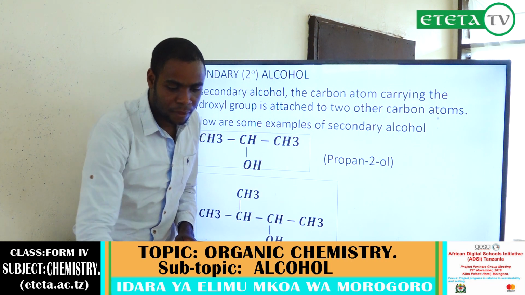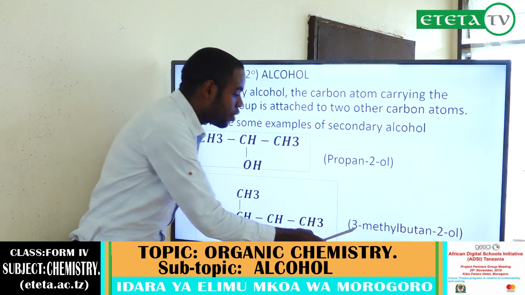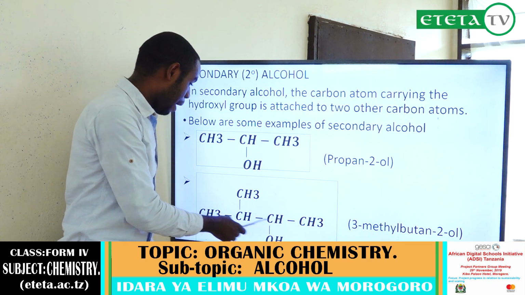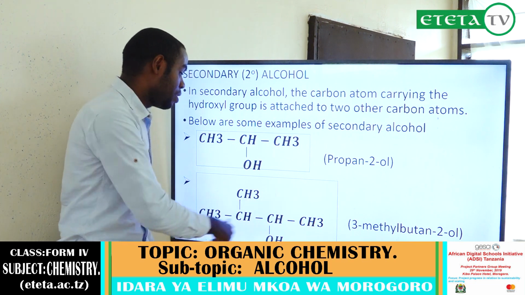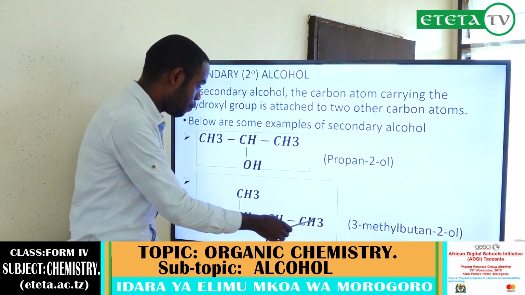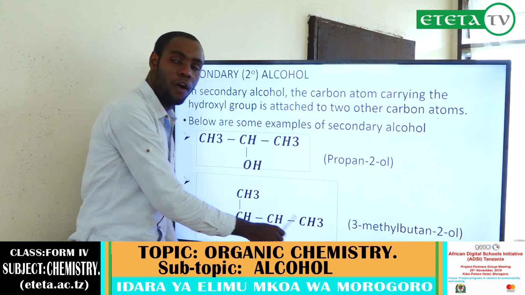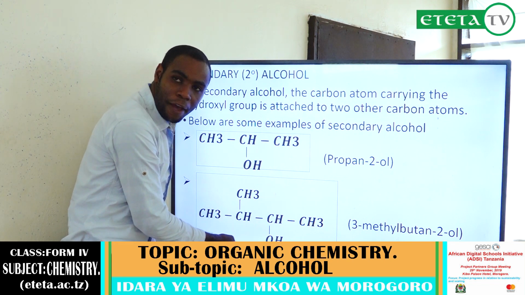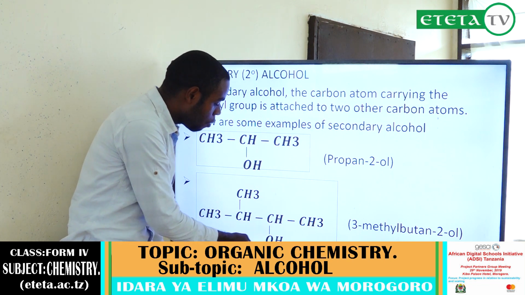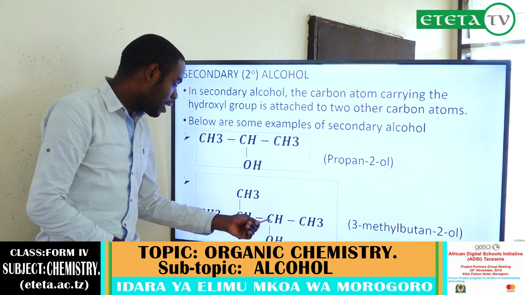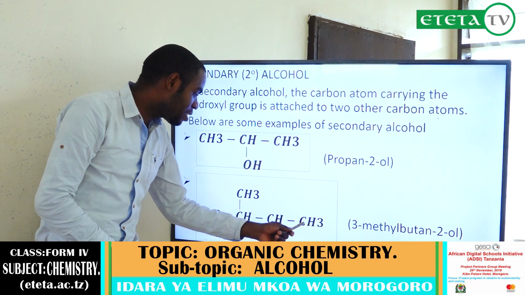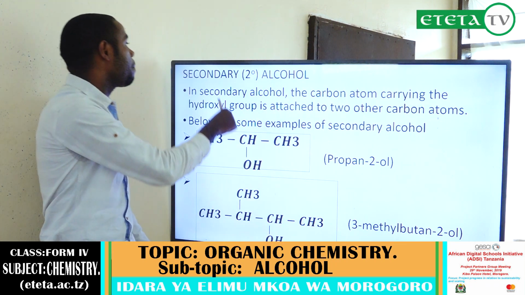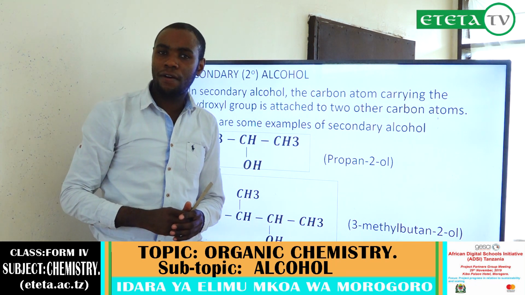Another example of secondary alcohol is 3-methylbutan-2-ol. If you look at this compound, the IUPAC name is 3-methylbutan-2-ol. 1, 2, 3, 4. So in this compound, this carbon here carries the OH group, but this carbon is attached to 2 other carbons. The first carbon is this one, and the second carbon is this one. So this also is another example of secondary alcohol.